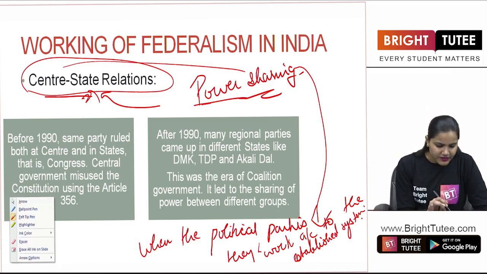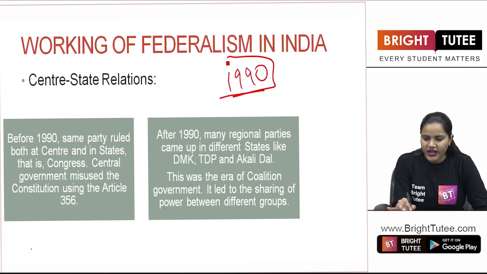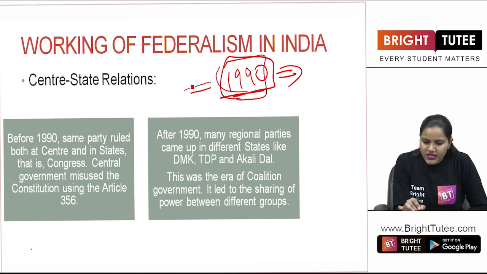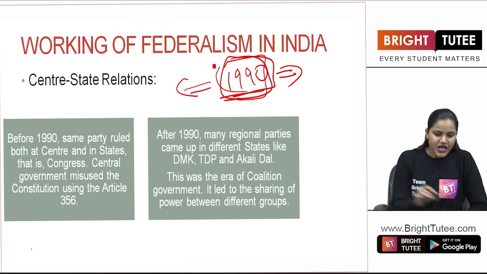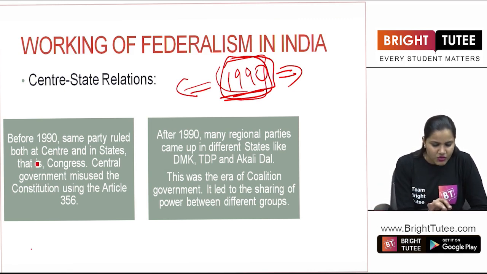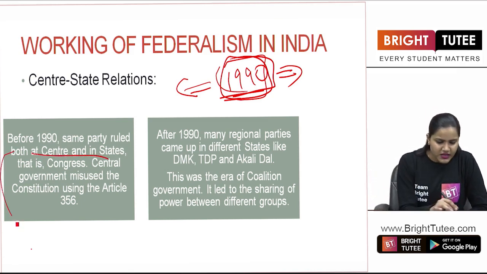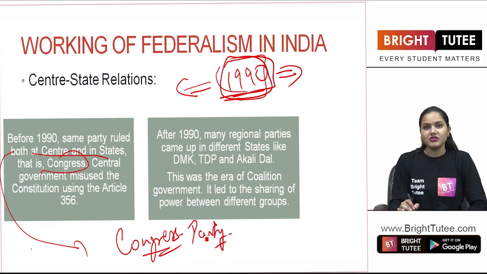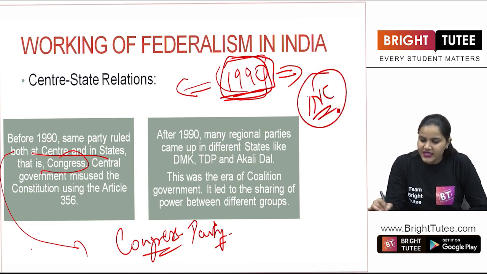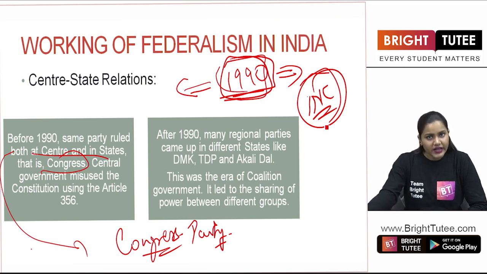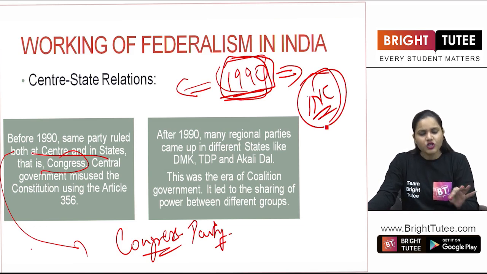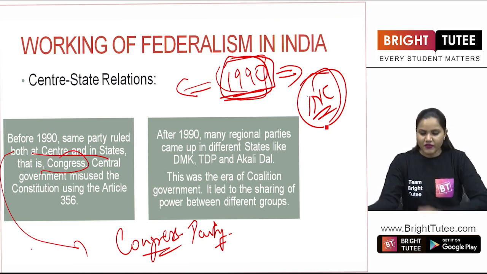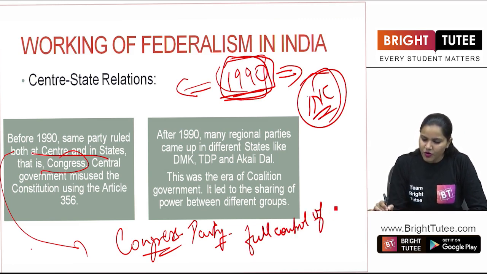So here we are going to take the example of the year 1990. Our base year is 1990. We are going to understand how the scenario changed after 1990 and what the scenario was before 1990. So before 1990 in our country, the same party ruled both at the center and in the states. The Congress party, as you all must have heard the name. After independence, and in British India also, you must be aware that INC, the Indian National Congress, was the major party. So post independence also, the Indian National Congress was ruling both at the center and in the majority of the states, having full control of the government. So this was the scenario before 1990.